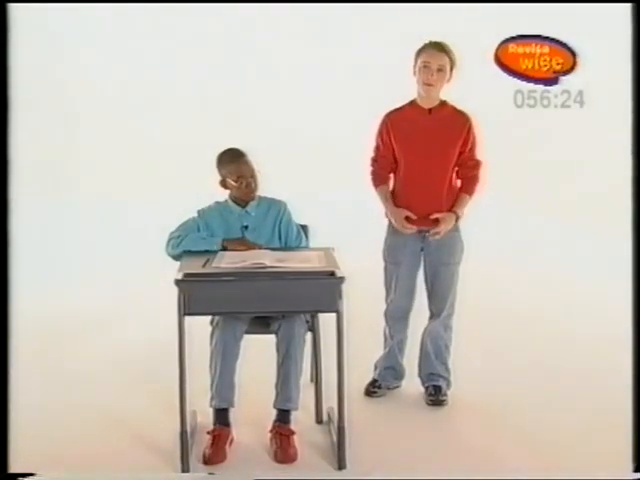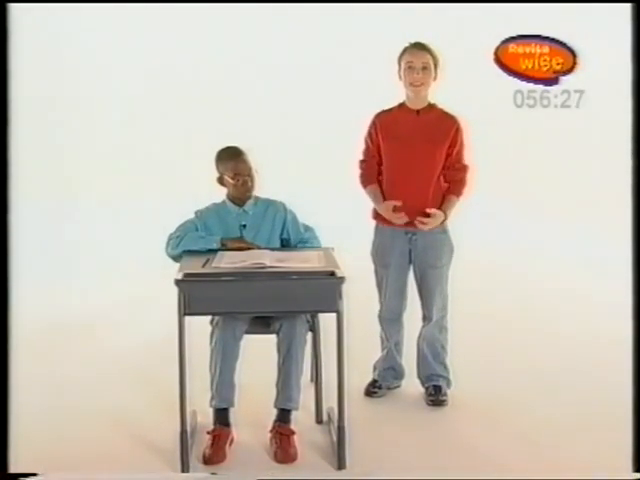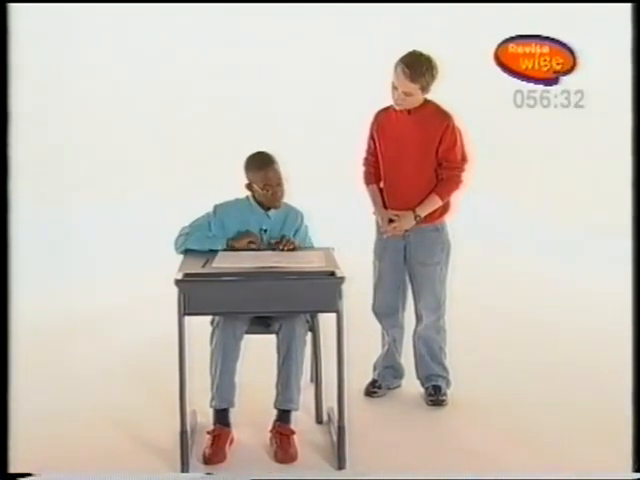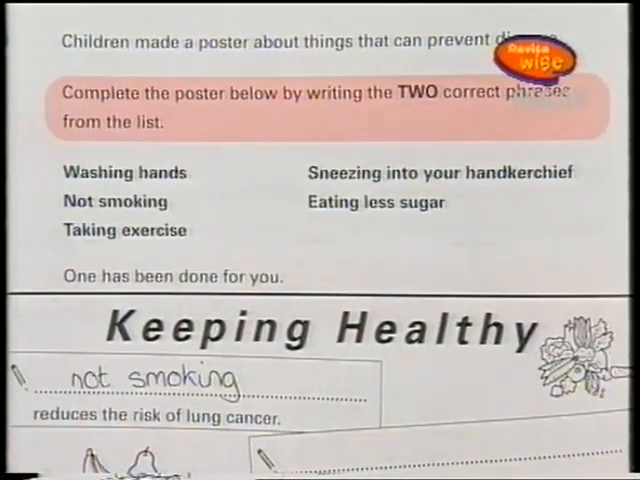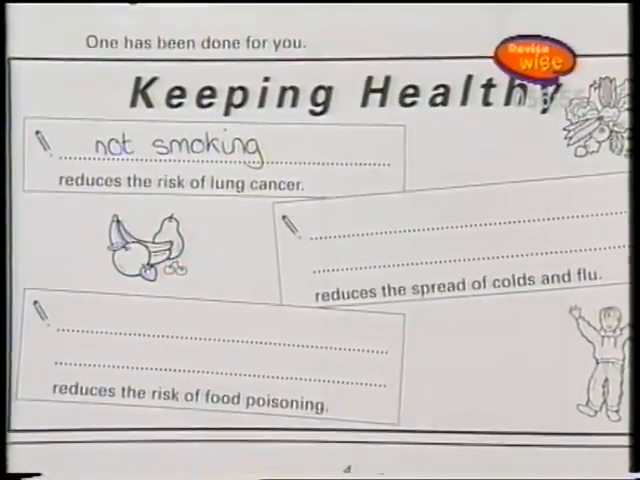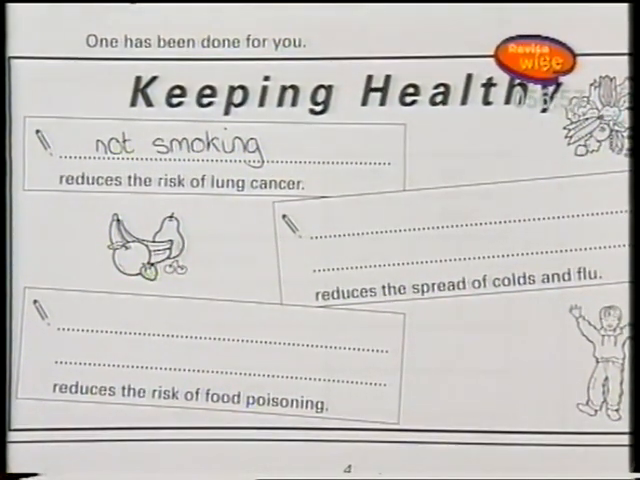In the test, there are often questions about how we can stop diseases from spreading. Here's one. It says, children made a poster about things that can prevent disease. Complete the poster below by writing two correct phrases from the list. Washing hands, not smoking, taking exercise, sneezing into your handkerchief, eating less sugar. Well, there's the poster with one part already done, with not smoking written in it. So you need to find two other answers.